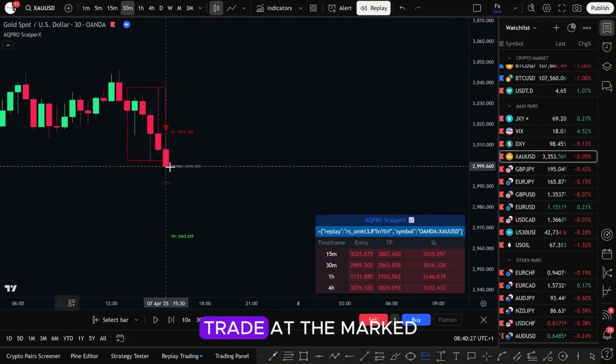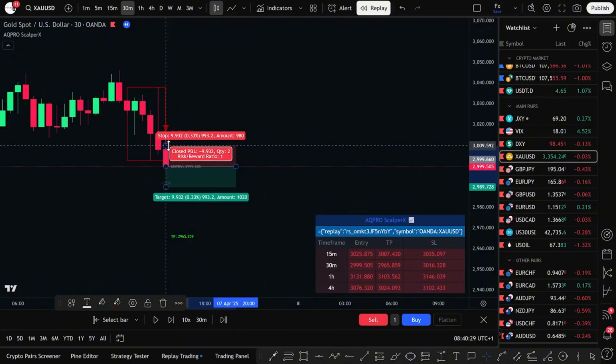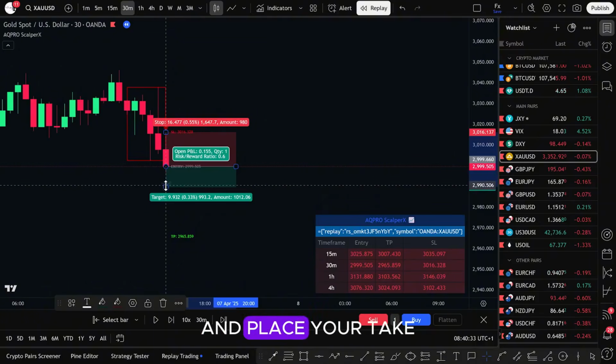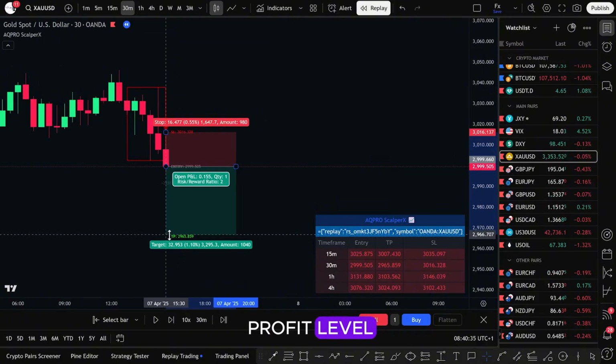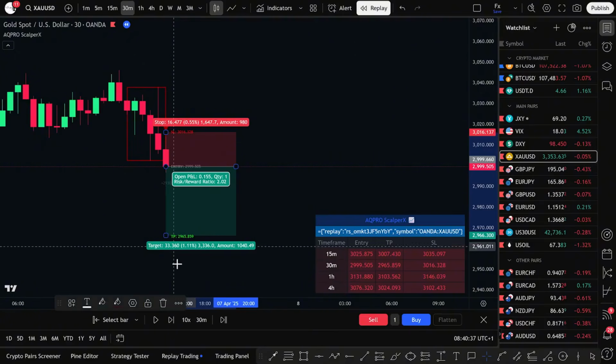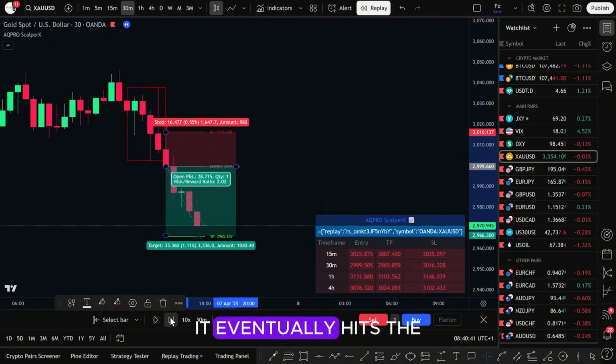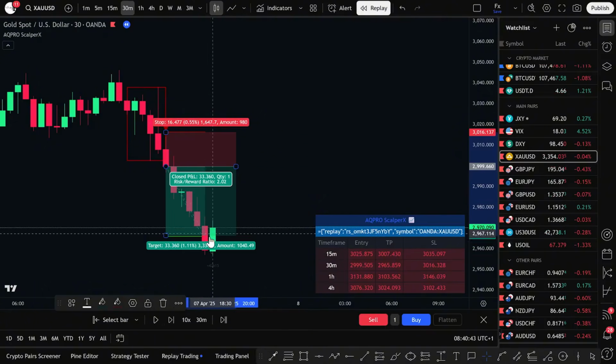Now enter your sell trade at the marked entry point. Set your stop loss at the level displayed by the indicator, and place your take profit at the take profit level shown on the chart. Let the trade run, and as you can see here, it eventually hits the profit target.